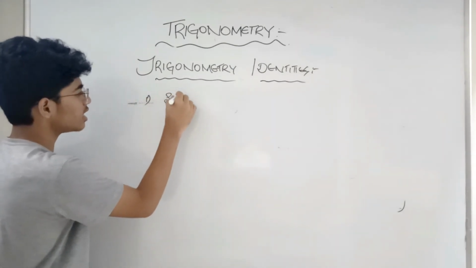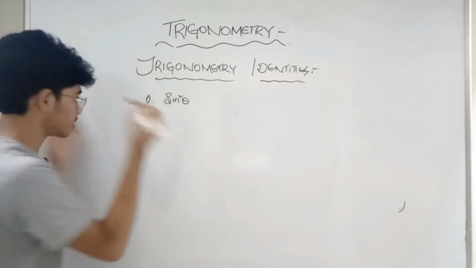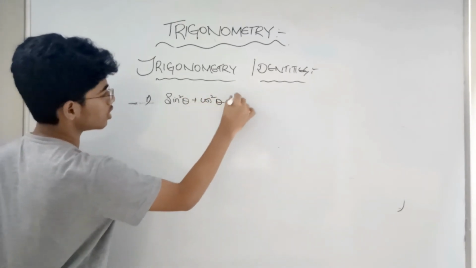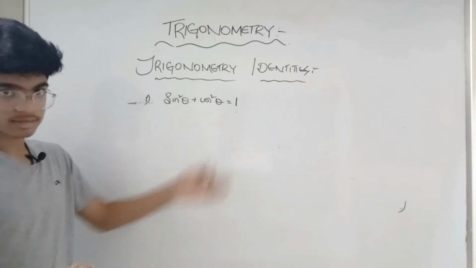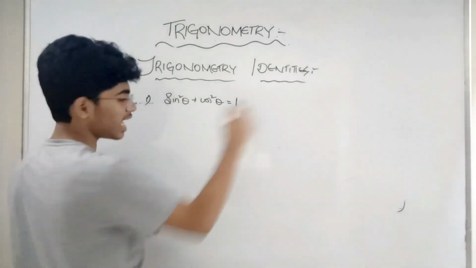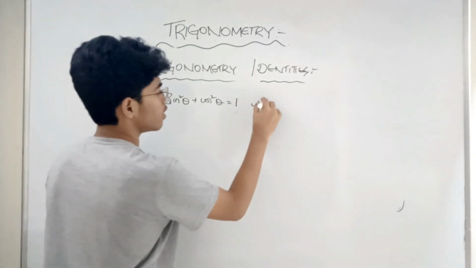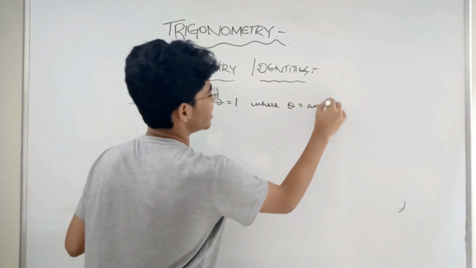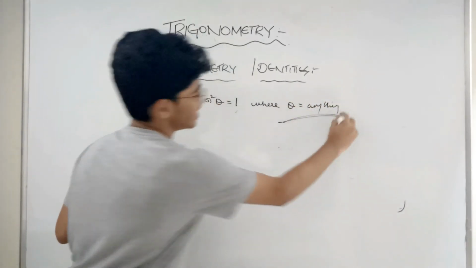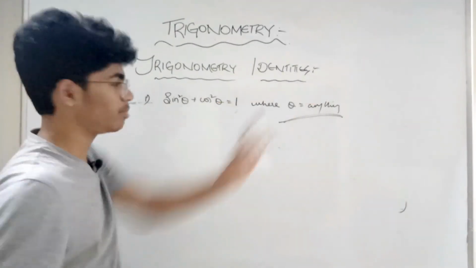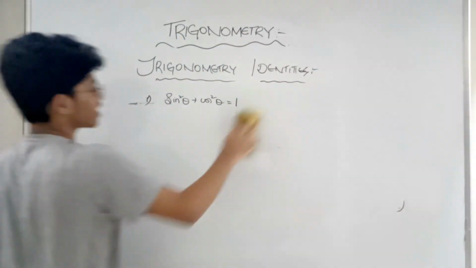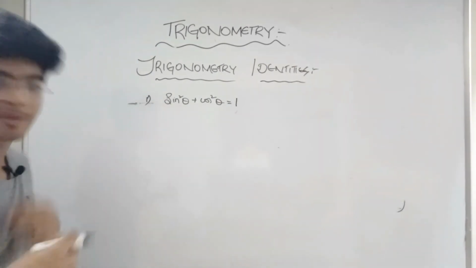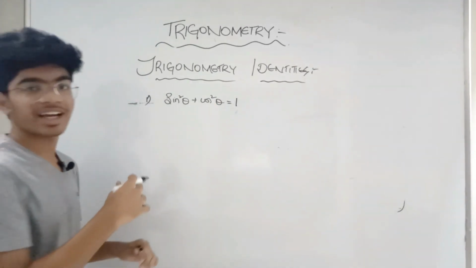Sine square theta plus cos square theta equal to 1. This doesn't have any restriction where theta can be anything. This is the first rule. If you want proof, you can substitute theta as anything.